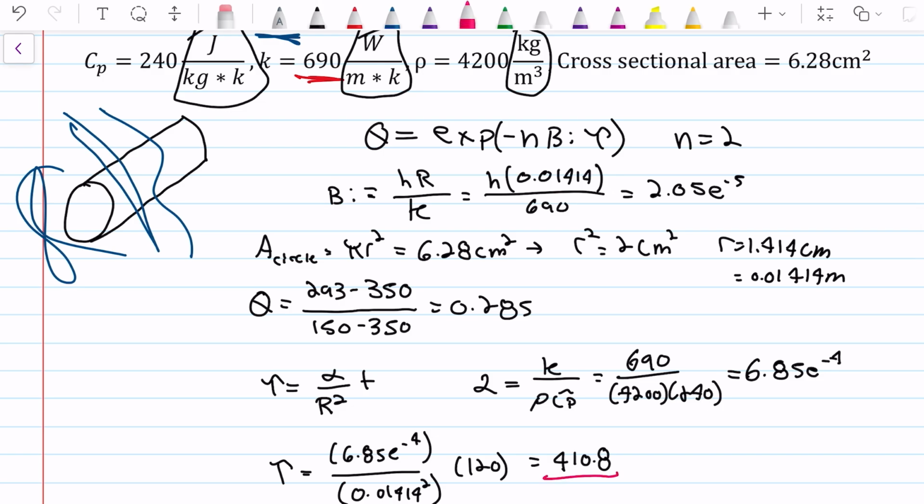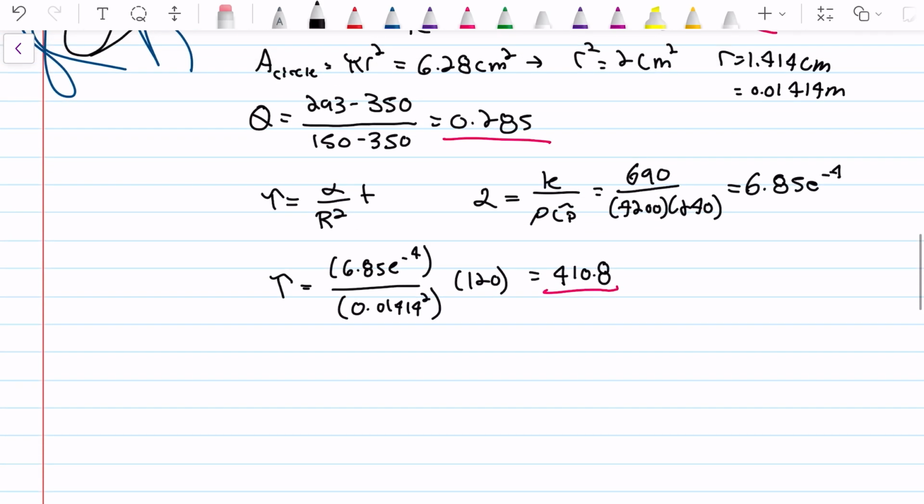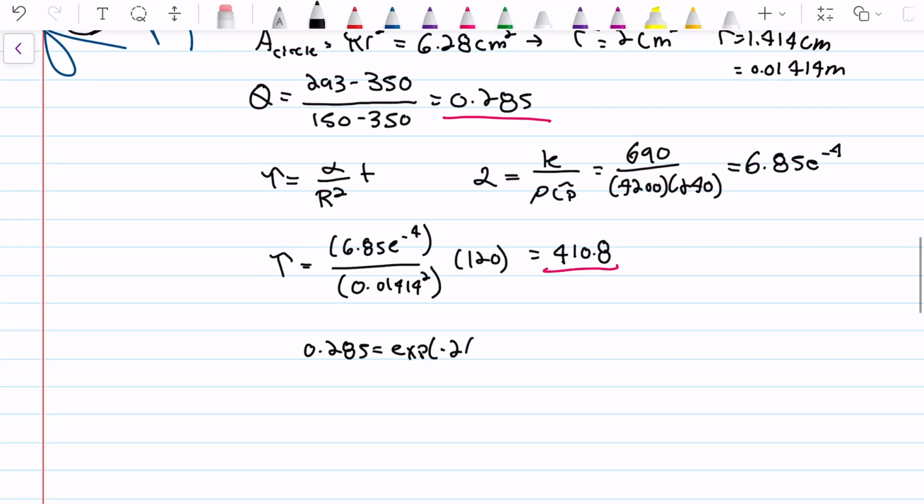All right, so we have tau. We have a dimensionless temperature. We have an n. We can solve for Bi out, and then Bi out is, we said, was this. Bi out is a function of h. So let's go ahead and solve the Bi out number and then equate it to this right here. All right. So our dimensionless temperature, 0.285, equals the exponential of negative 2, which is our n, times the Bi out number, times 410.8.